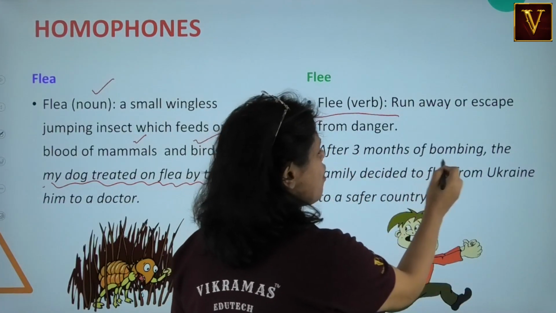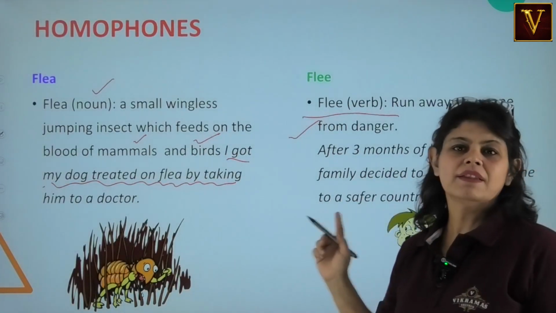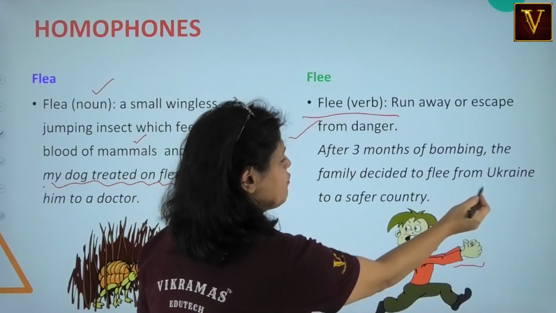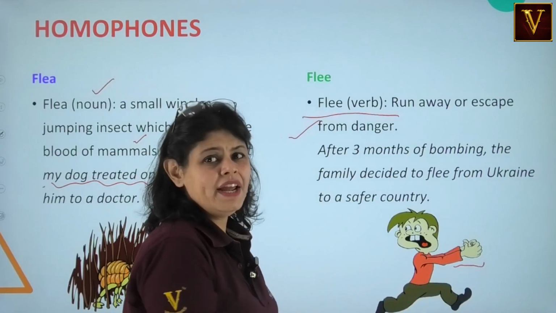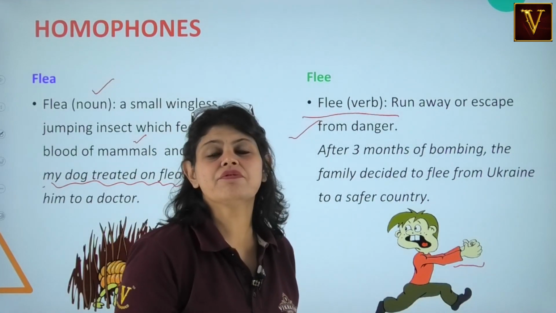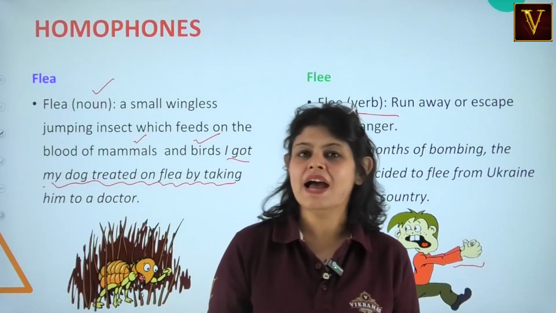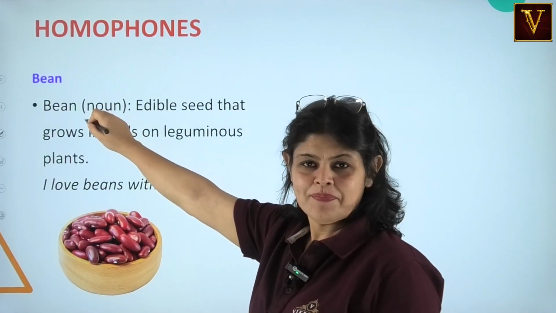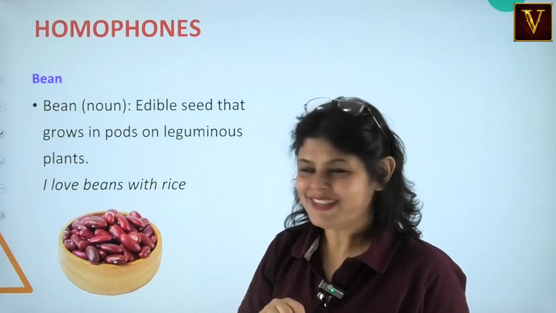After 3 months of bombing, the family decided to flee from Ukraine to a safer country. Got it? So hope you have understood the difference between F-L-E-A, flea, and F-L-E-E, flee, right? Now, next one is bean. B-E-A-N, bean, rajma. Got it?